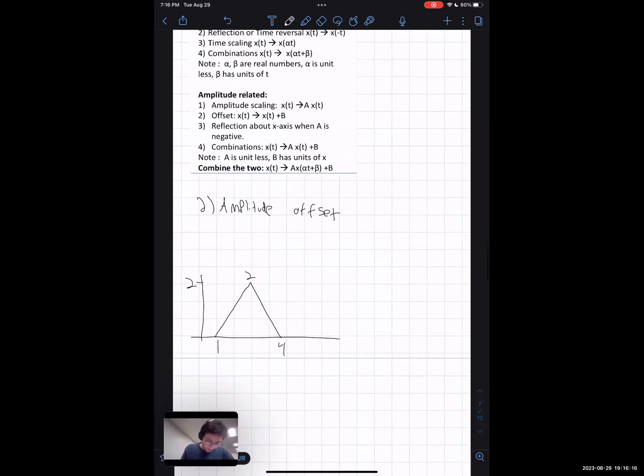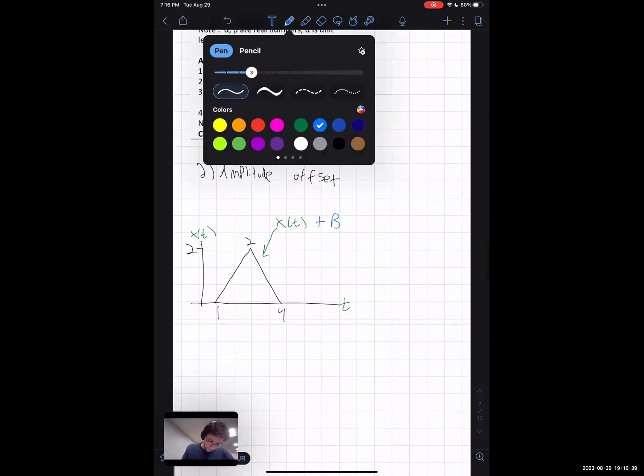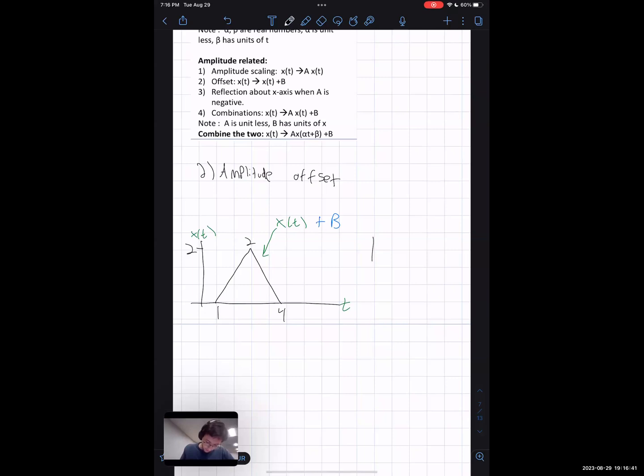Okay, so now if we want to call this x of t, right? X of t. Before, when we were shifting left and right on the horizontal axis, we were adding inside the parentheses. But now we can add something outside the parentheses and it'll affect the vertical axis. So plus some arbitrary, we can call it just b, okay? And what this is going to do is it's just going to additively add to the coordinates.